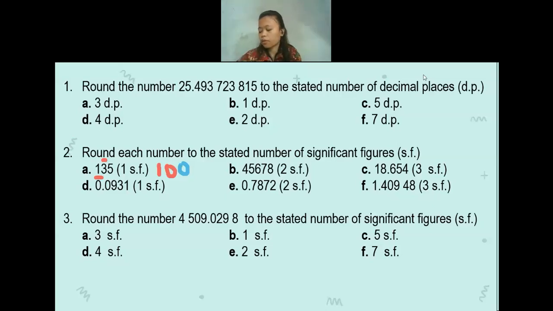Okay, for question 1, I think none of you will be getting confused. Let us discuss question 1. What is the answer if we round off 25.493723815 to the nearest 3 decimal places? How much will it be?